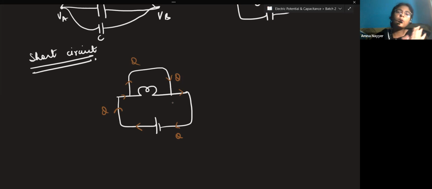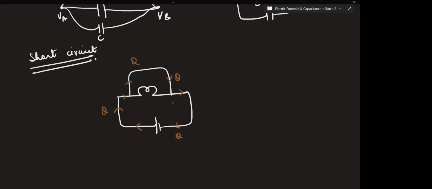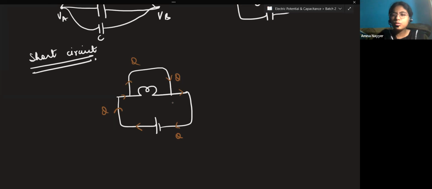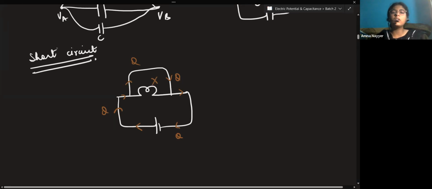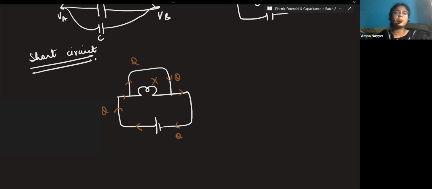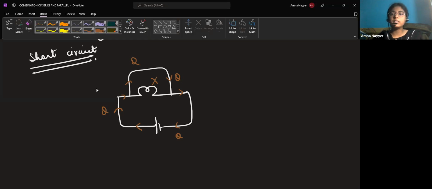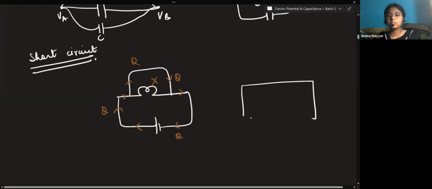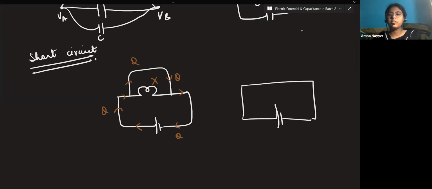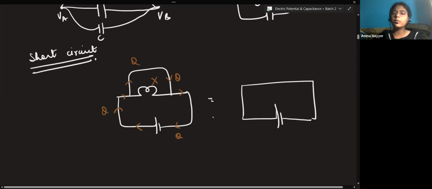So will the bulb glow or not if it is not receiving any charge? No, it won't. So is the bulb of any use to me? If I draw my circuit in this manner, with the charge Q flowing, both are equivalent. So wherever any circuit has been shorted with the addition of a single wire, just replace it with a single wire.